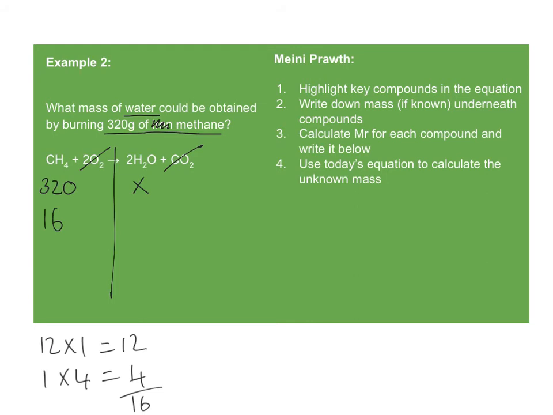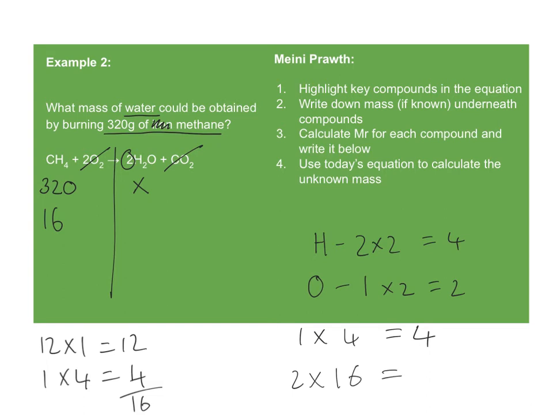Then with water, be careful with water now. So we've got 2 hydrogens and 1 oxygen, but it's times by 2. So times everything by 2. So we've actually got 4 hydrogens and 2 oxygens. So we're going to do 1 times by 4 again, which is 4. And we're going to do 2 times by 16, which is 32. Add them together, that's 36.